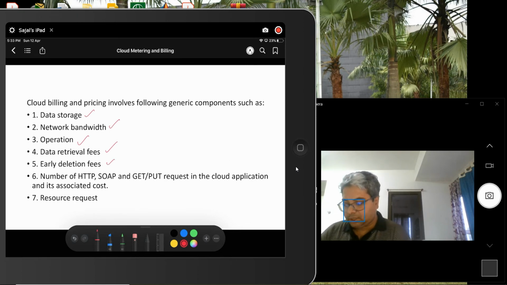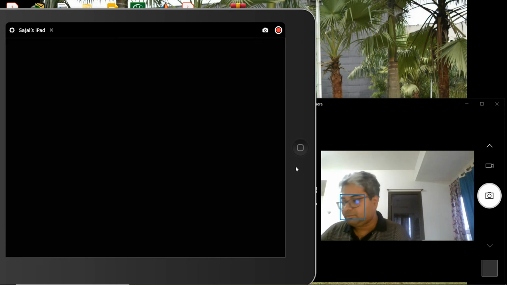Because if you consider a reserved instance with an upfront cost, suppose you have taken a service for 1 year, but in between you want to break the service level agreement and delete the entire instances and migrate to other services. In that case also you have to pay some penalty.